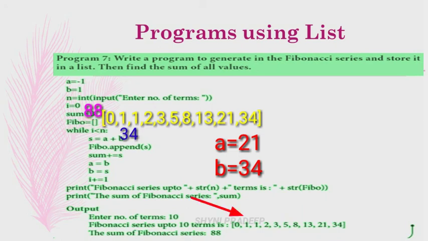See the next print statement. The sum of Fibonacci series. The sum of Fibonacci series is what? You have to write the value of sum. Sum value is what? 88. So the sum of Fibonacci series is 88. Will be printed on the output screen. So this is the output.